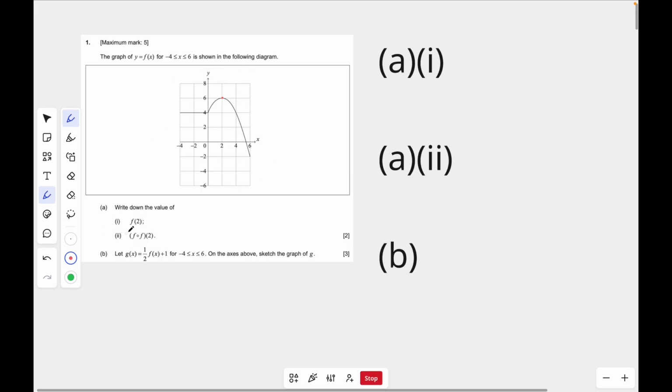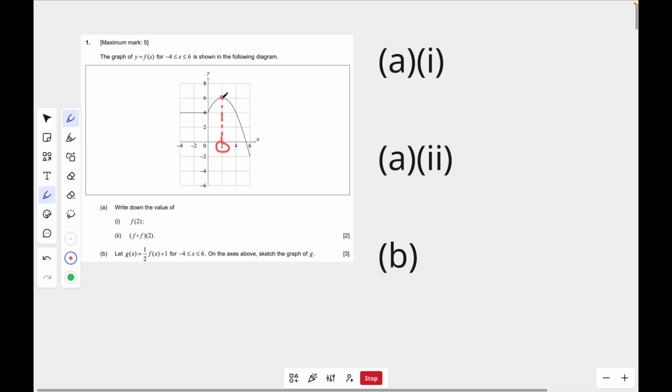For part A, we have to find the value of f of 2 and f of f of 2 based on the provided graph. To determine the value of f of 2, we realize that 2 refers to the x value of this graph, so we need to identify the x-coordinate where x is 2. If we look at the graph, the solution is going to lie somewhere on this line, since this is where x equals 2. Now, we just need to find the point where the graph meets this x equals 2 and find its associated y value.